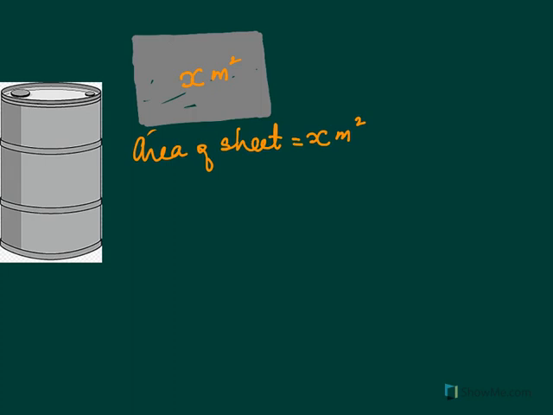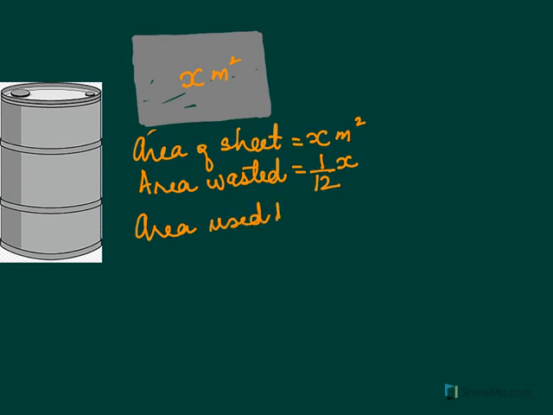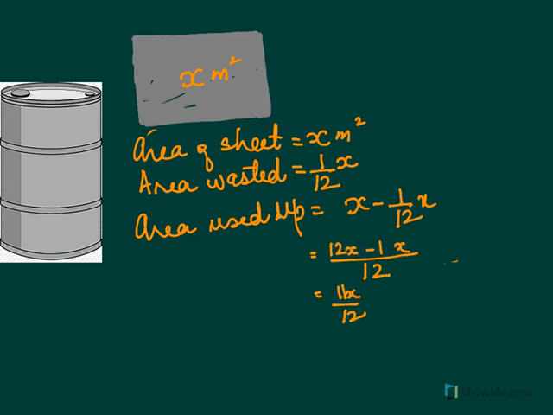However, they say 1/12 is wasted, so area wasted is 1/12 x. So if 1/12 is wasted, area used up will be x minus 1/12 x, right? That is used up. Now if you take the LCM, this is 12, this is 12, minus 1, this is x and x, of course. So when you take the LCM, you get 11.